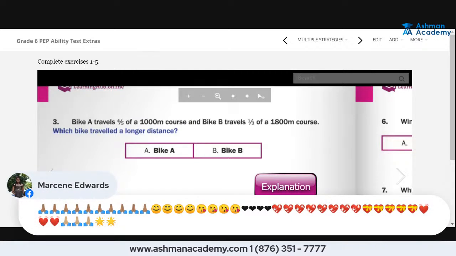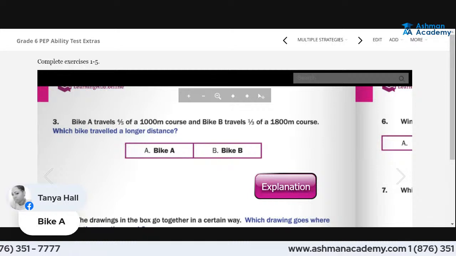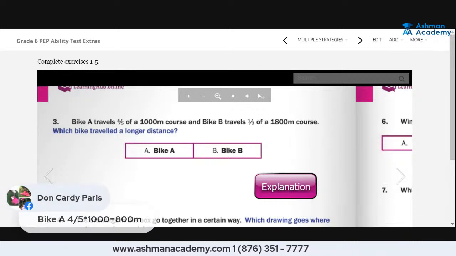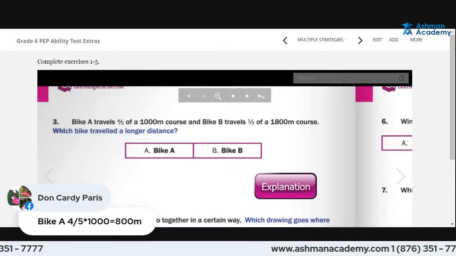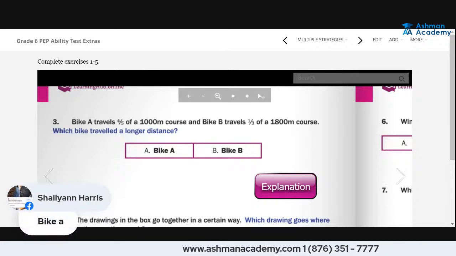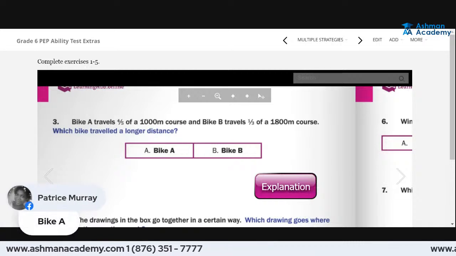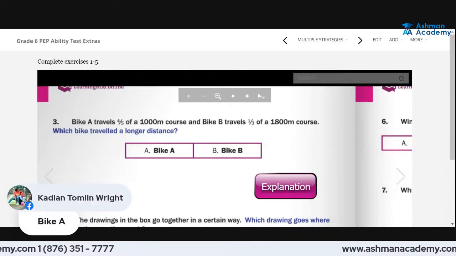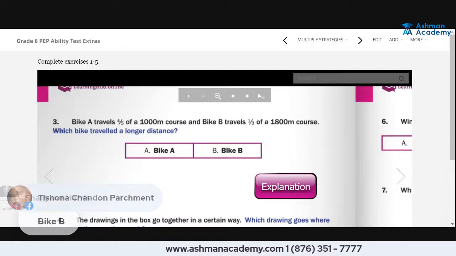Marcine is giving us enough hearts. Tanya is saying bike A. Don Cardi Paris is saying bike A, which is 4/5 times 1,000, which is equal to 800. Shalian is saying bike A. Monifa Osborne is saying bike B. Patrice Murray is saying bike A. Katie and Tomlin Wright is saying bike A. Tishona Shandon Parchment is saying bike B.